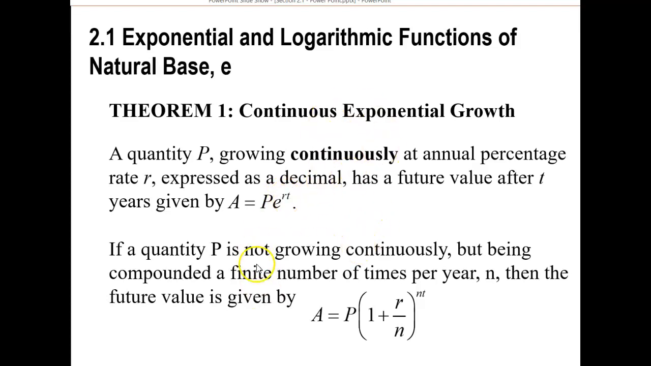If your quantity p is not growing continuously but being compounded a finite number of times per year, we'll refer to that number as n, then the future value becomes this formula. A equals the amount you invest, p, times the quantity 1 plus r, the interest rate, divided by the number of times it compounds per year, n, to the power of n, which is again that same number of times per year you're compounding, times t, which is the number of years. So our next example utilizes both a finite number of compoundings, in which this formula applies, and if it says you're compounding continuously, we'll use the formula that has the e in it.